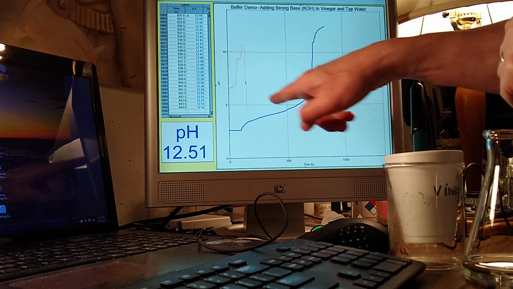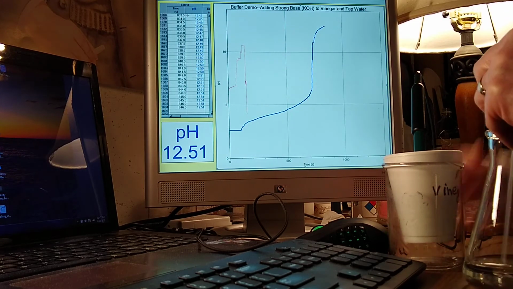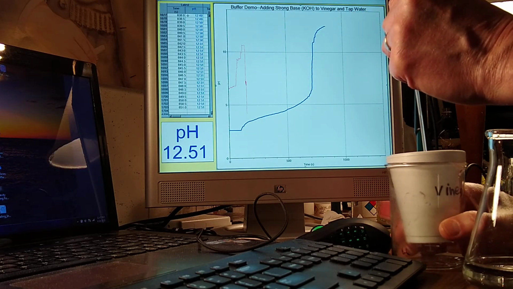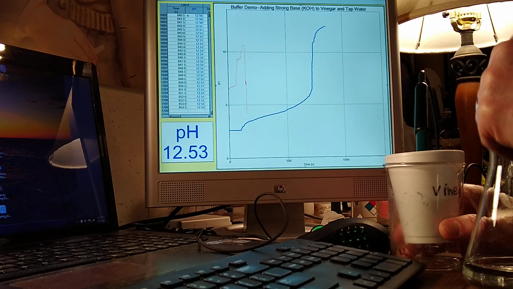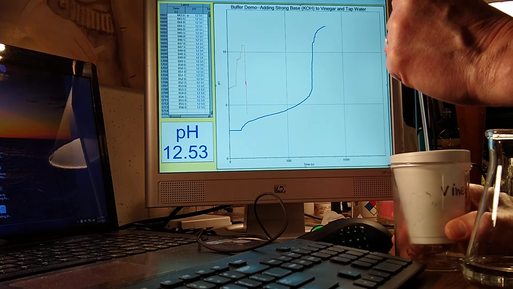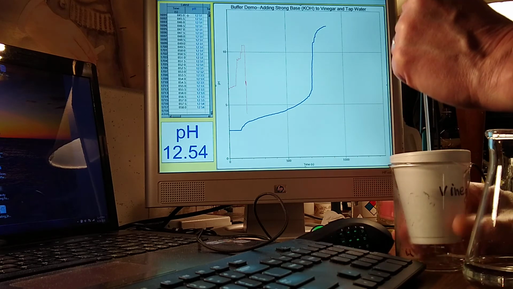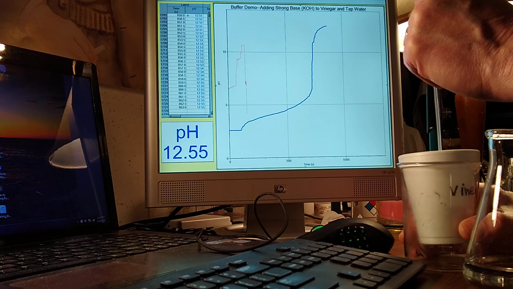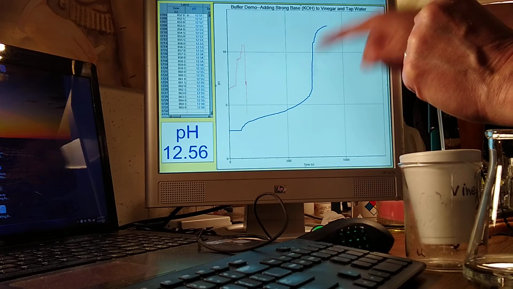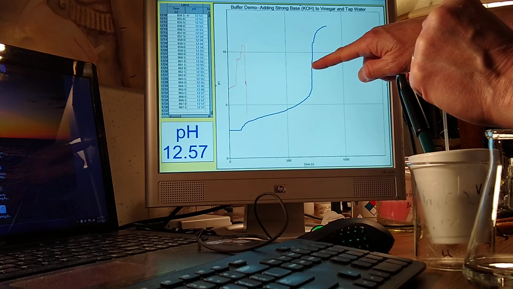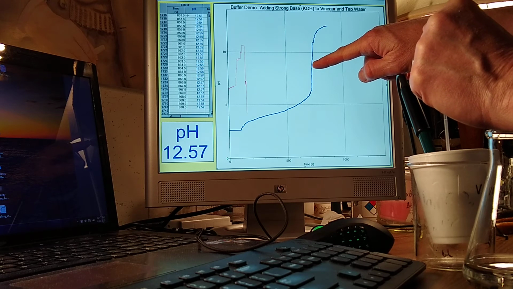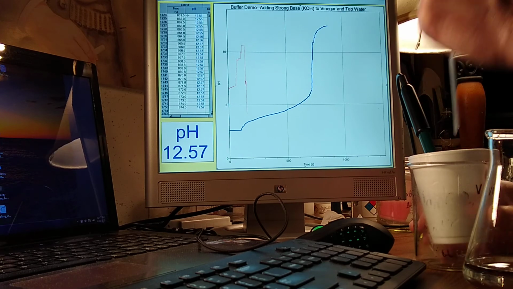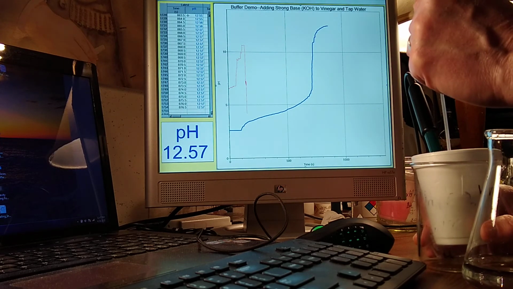Looking at this region here, this is the buffer region. You notice that it took a lot of time to change the pH. I was adding many, many drops of KOH in that region, and you can see the pH didn't change much. That's because in this region I had a buffer solution, and now I don't have a buffer solution. Now at this point right here, I've completely neutralized the acetic acid molecules with KOH, and from here on up, I have just excess KOH. So now I'm just making it more basic.